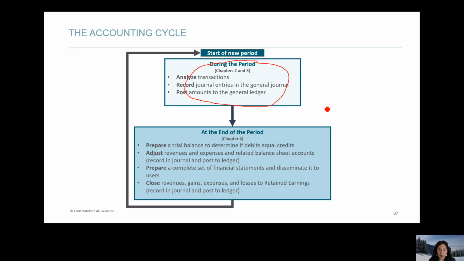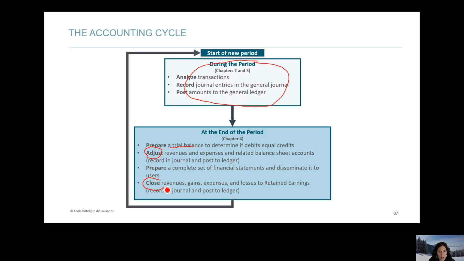At the end of the accounting period, there are several things that you need to do. Prepare the first trial balance. Then you'll have to adjust. Adjustment is chapter number 4. Prepare a complete set of financial statements: income statement, statement of stockholders' equity, balance sheet, and the cash flow statement.